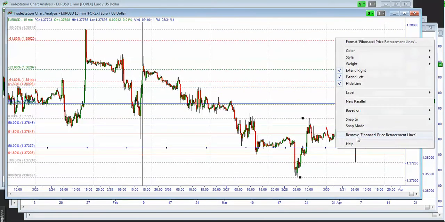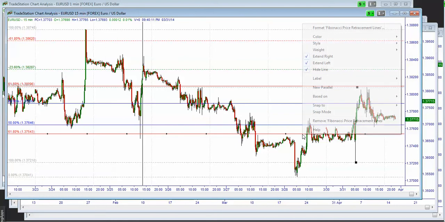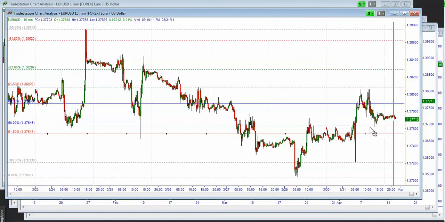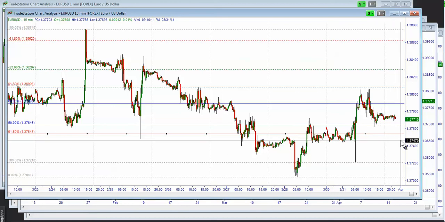If we look at the 15 minutes, we see this level of support here. So below 137.53, there is a possibility for an entry short here with a stop above highs.